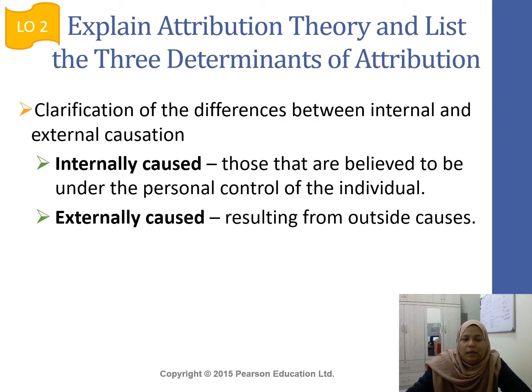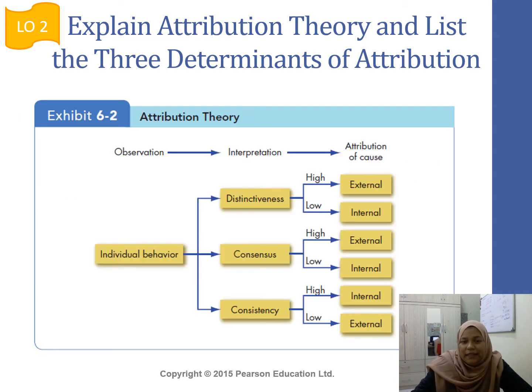Internally caused is something that is under that person's control. Externally caused is something caused by external factors. Okay, so this is attribution theory. Individual behavior is determined by distinctiveness, consensus, and consistency. So it can give us the attributions of cause: external, internal, external, internal.